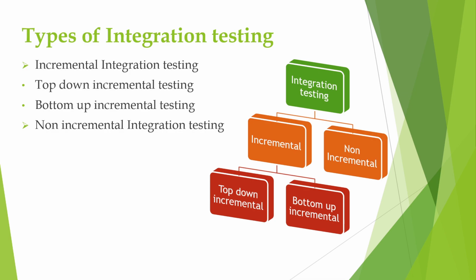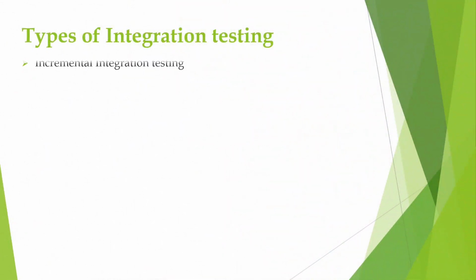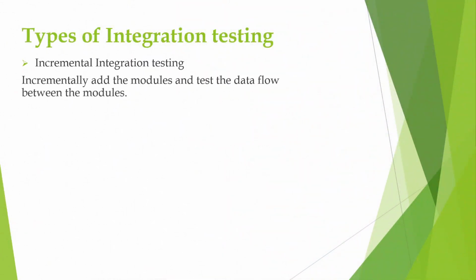Now let us see what incremental integration testing means. In incremental integration testing, we'll take up two modules and check if the data flow between these two modules is working fine or not. If it is working fine, then we'll add one more module and we'll test it again. We'll continue this by adding another module and another module incrementally. Since we are adding the modules one after another, it is called incremental integration testing.